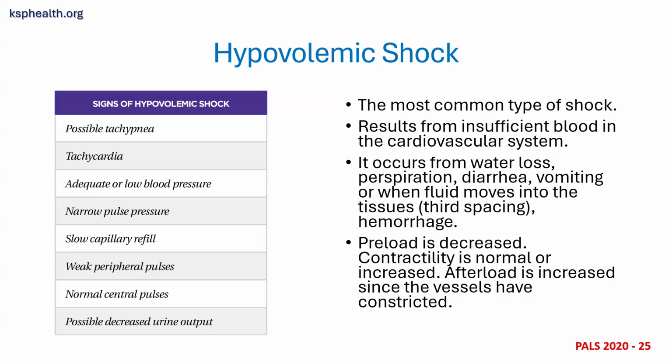What are the signs of hypovolemic shock? They will have tachypnea, tachycardia, low blood pressure, narrow pulse pressure, slow capillary refill, weak peripheral pulses, normal central pulses. There is a discordance between periphery and central, and decreased urine output.